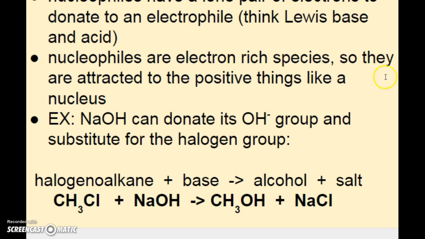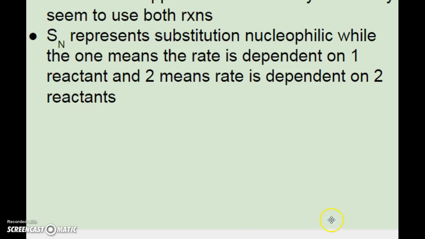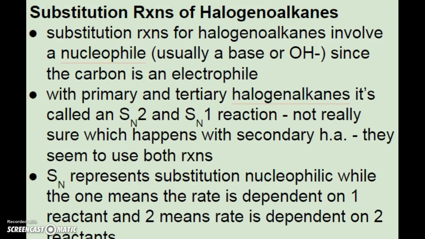So we're going to take a look at this, and there's a couple possibilities here, because just like alcohols and alkenes, you can have a primary, secondary, or tertiary halogenoalkane depending upon where that halogen is located. So again, it usually involves a base or OH coming in, so it's going to form an alcohol, and the carbon is always going to be the electrophile where that alcohol is going to attach, where the halogen was, so just a straight up substitution reaction.